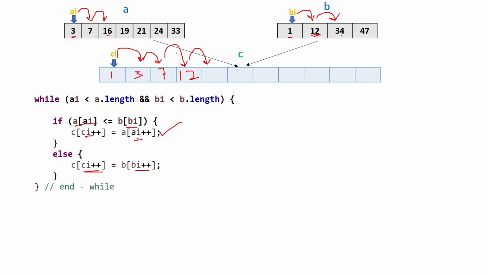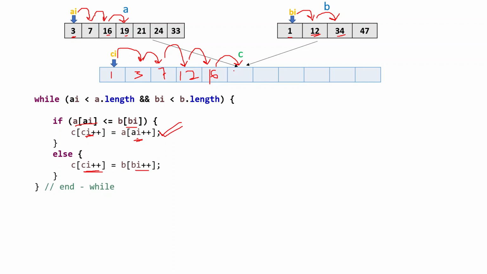In the next iteration, 16 is compared with 34. 16 is lesser, so the if condition is satisfied and C of Ci is equal to A of AI. A of AI is 16, so we put 16 here, and Ci plus plus, AI plus plus, because we are putting the A element into the C array. AI now points to 19, the next element. Then 19 is compared with 34, because Bi is still pointing to 34.